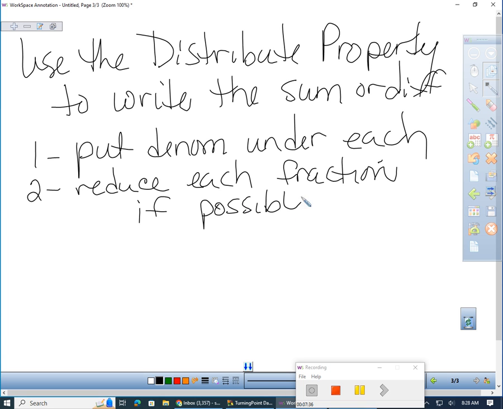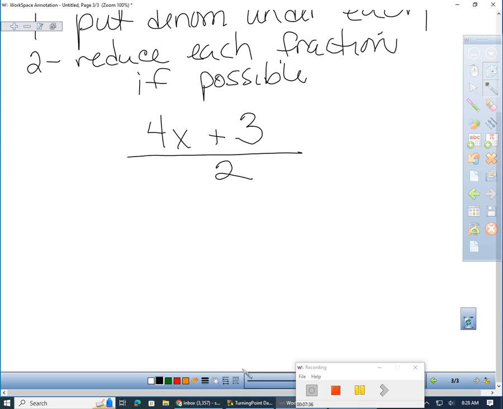So your problems are going to be written like this. Let's say I have 4x plus 3 all over 2. What we're going to do is split this up. We're going to write this as two separate fractions. We're going to distribute this 2 to the bottom of that one and the bottom of that one. So our first step is we put the denominator underneath each. So we go 4x over 2 plus 3 over 2.